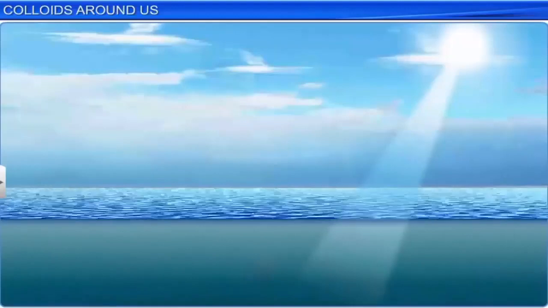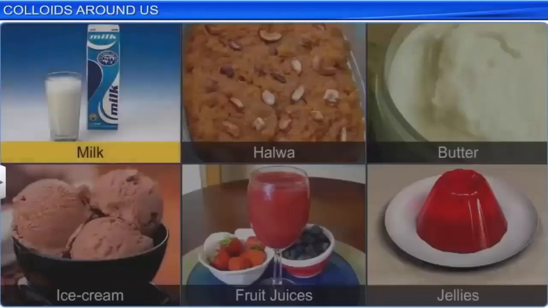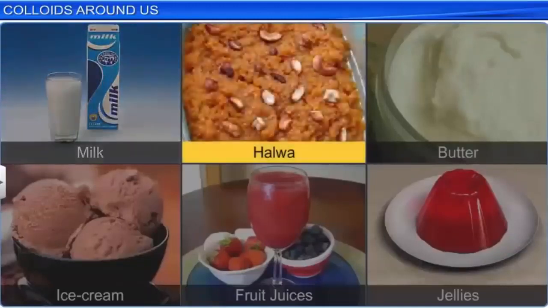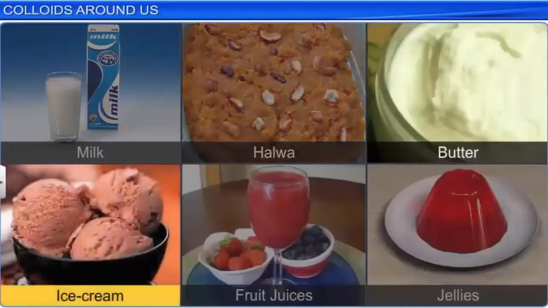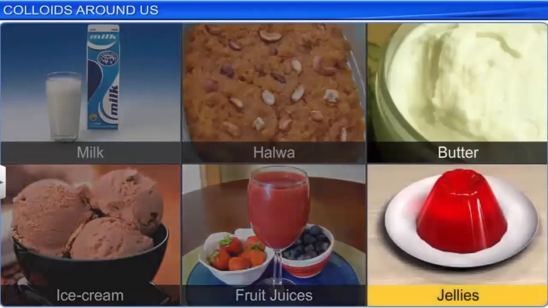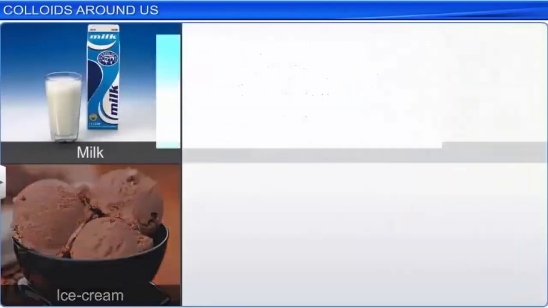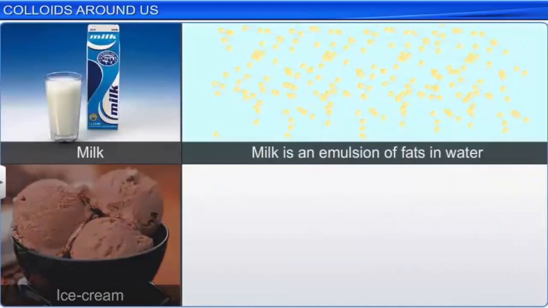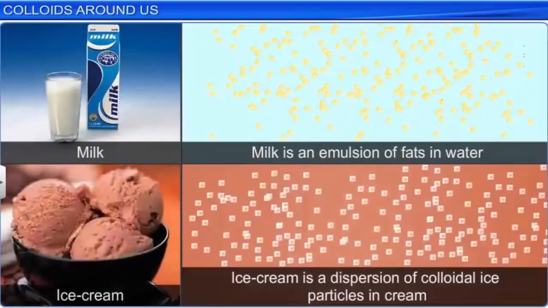Do you know that some of the food we eat is colloid? Milk, halwa, butter, ice cream, fruit juices, jellies, etc. are colloids in one form or the other. For example, milk is an emulsion of fats in water, while ice cream is a dispersion of colloidal ice particles in cream.